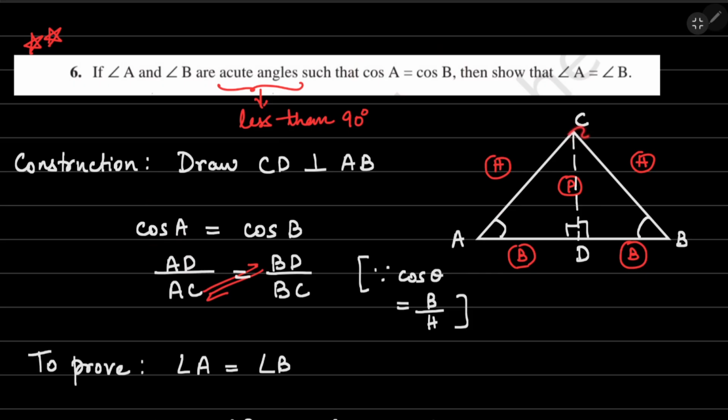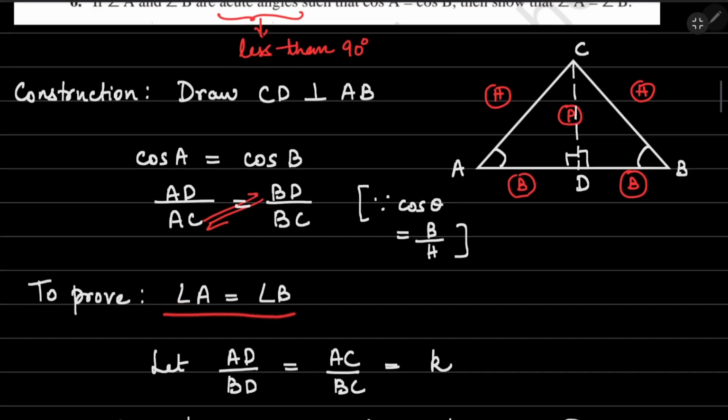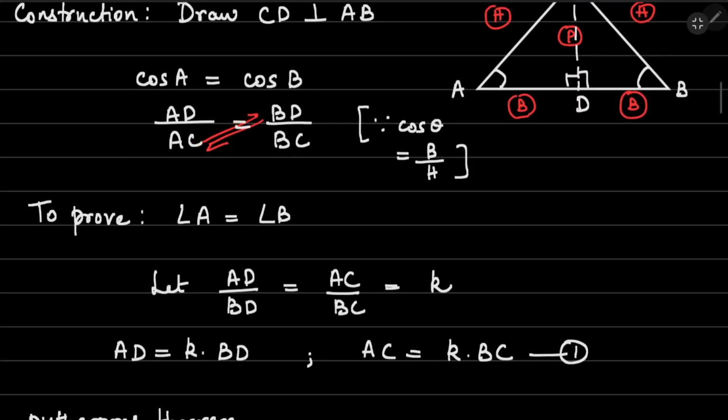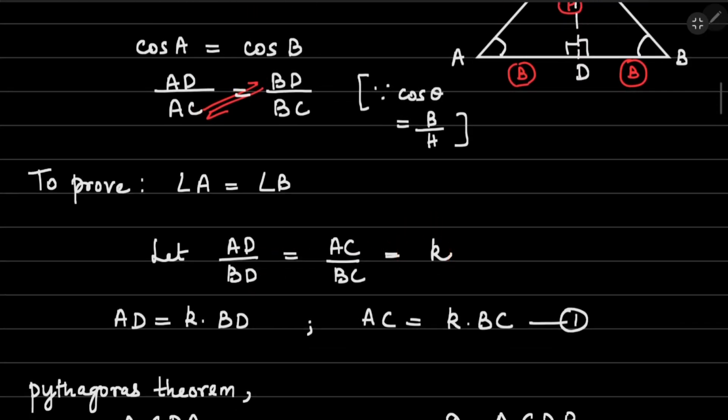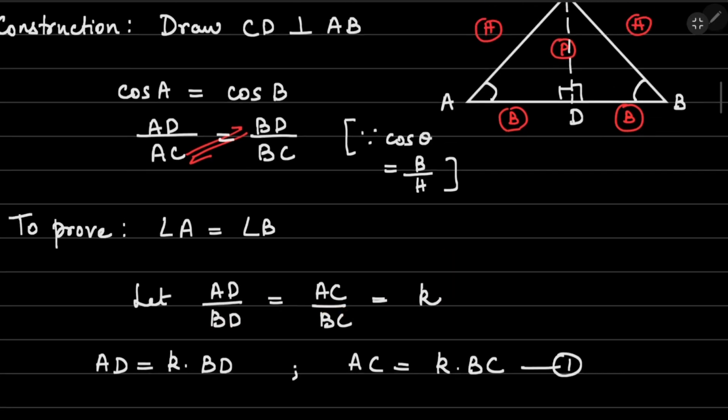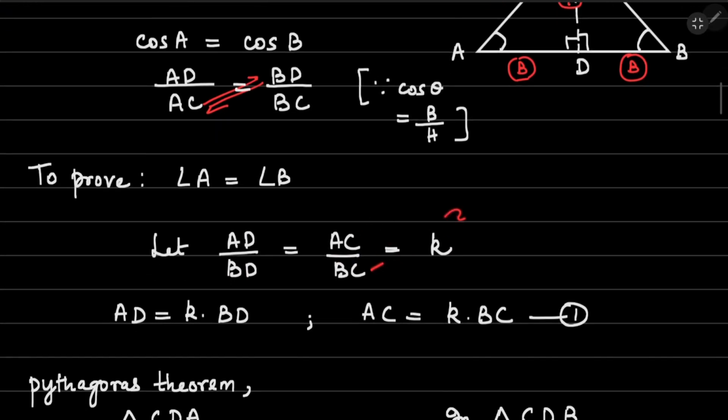You are given cos A equal to cos B. So cos A means you have to take the first right angle triangle. So you have two right angle triangles here, CDA, CDB. In CDA you have cos A equal to base by hypotenuse, so AD by AC, right? Similarly in CDB, in this second right angle triangle, it will be BD by BC. Then you have to prove angle A equal to B. Let AC by BC be equal to K, cross multiply. So you have AD equal to K times BD and AC equal to K times BC.